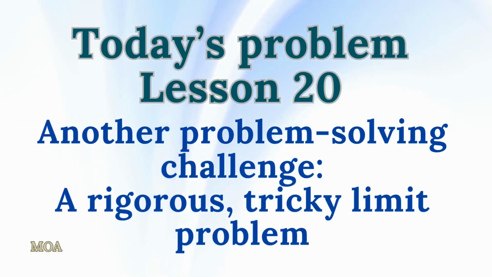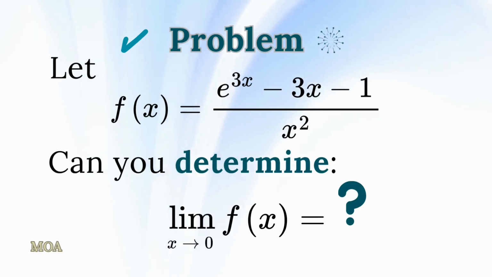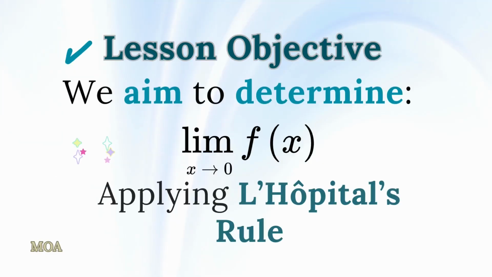In Lesson 20, we present a rigorous, step-by-step solution to a limit problem that looks tricky to many students, but isn't when you know the appropriate method. Let us consider the following expression. f(x) equals the quantity e raised to the power 3x minus 3 times x minus 1, all over x squared. Can you determine the limit of f(x) as x approaches 0? Our objective is to find this limit step by step by applying L'Hopital's rule.